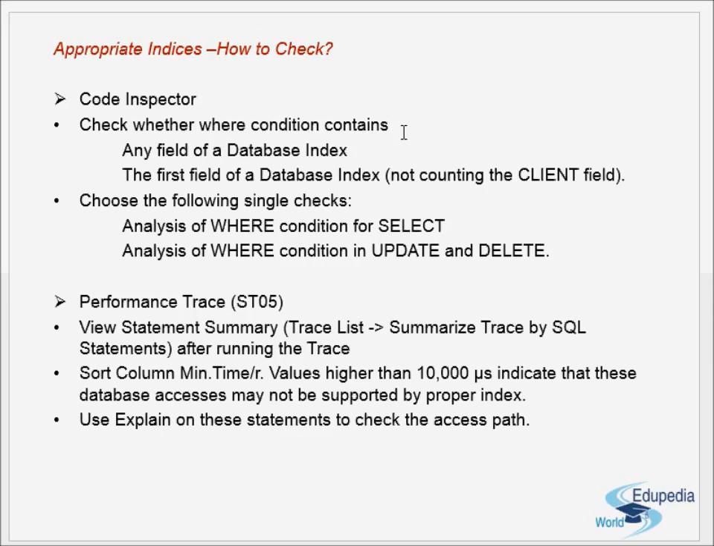The next one is by using the performance trace. You go to the statement summary, then you sort depending upon this particular column, and if it's higher than 10,000 microseconds, then those database accesses may not be supported by a proper index. And the next one is by using explain, we can come to a conclusion which index is more appropriate.